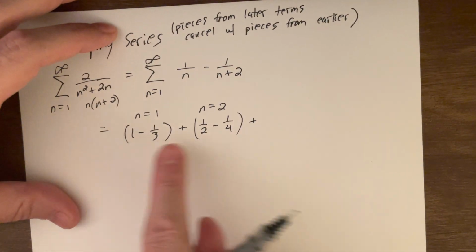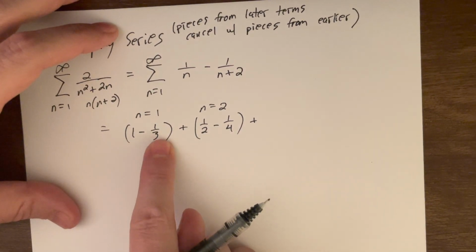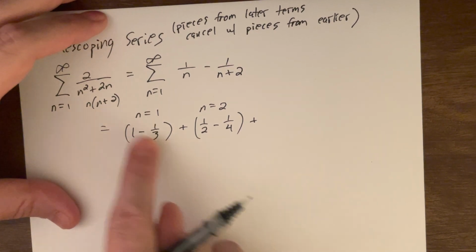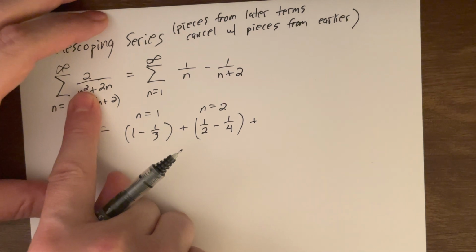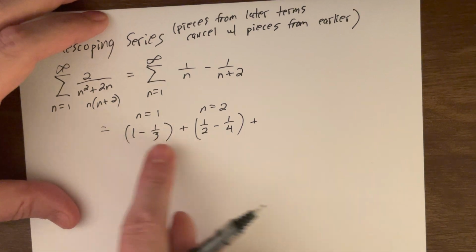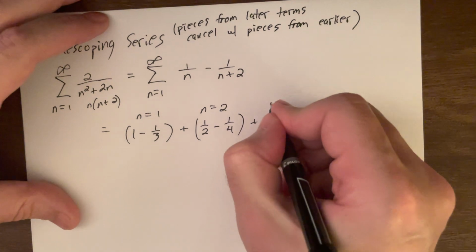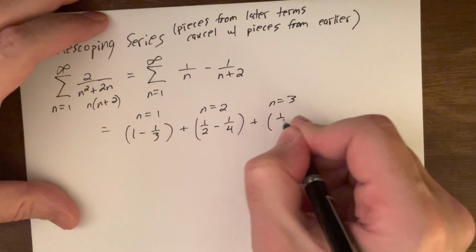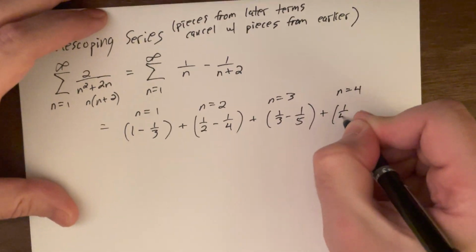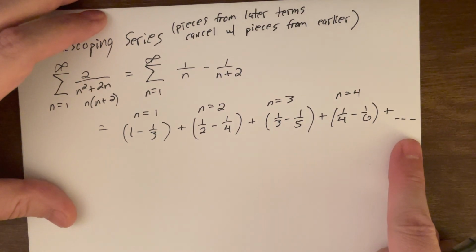Plus, I'm using parentheses here to really emphasize both of these pieces are a sub 1. I'm not going to do the arithmetic. A1 is 1 minus 1/3, which is 2/3. I would have left it like this if that was my point. But for right now, the parentheses aren't doing anything except clearly showing this together is the first term, this together is the second term. n equals 3, 1/3 minus 1/5. Plus n equals 4, 1/4 minus 1/6, plus, and that keeps on going.